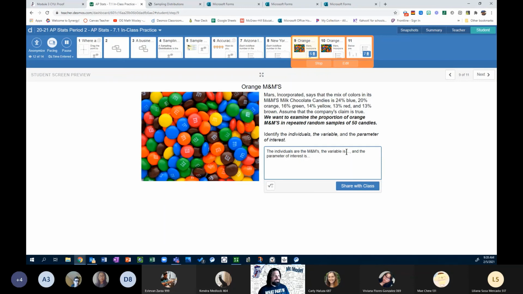The variable is color. That's what we're tracking, the color of the M&Ms. That's what we're interested in. The parameter of interest is the proportion of orange M&Ms. That's our individual, variable, and parameter of interest. Is there anything I can clarify for this question?